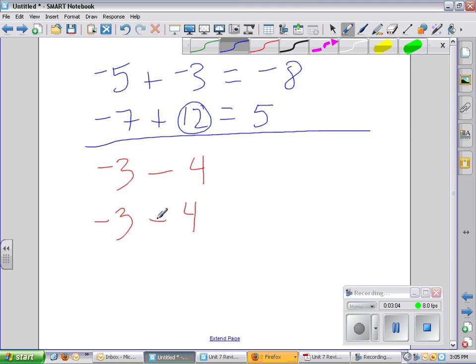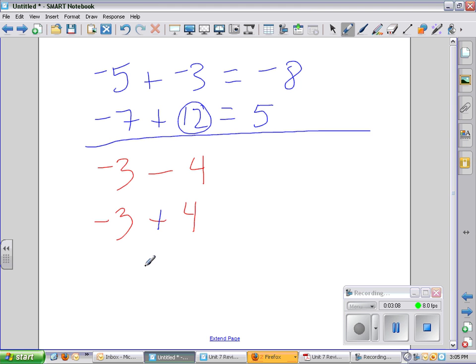So that first rule was change the subtraction sign to an addition sign. And now I'm also going to change this number sign to its opposite sign. But since you don't see a sign, we know that it's a +4. So we're going to change that and make it a -4. So now our problem changes. It is -3 plus a -4.